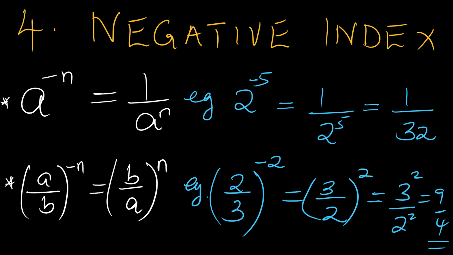We also have another scenario. In case you have a divided by b, everything raised to the power negative n, this is the same as b divided by a, you can see this is the inverse, then raised to the power positive n. An example, 2 divided by 3 raised to the power negative 2. You can write that as 3 divided by 2 raised to the power 2, and you square everything, the numerator and the denominator. That is 3 squared divided by 2 squared, and this will give 9 divided by 4.